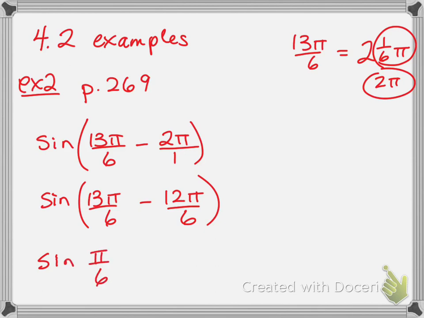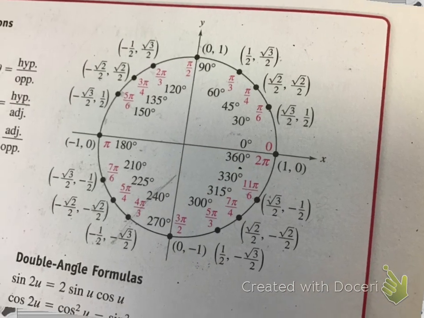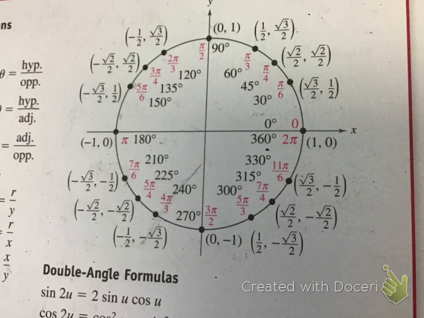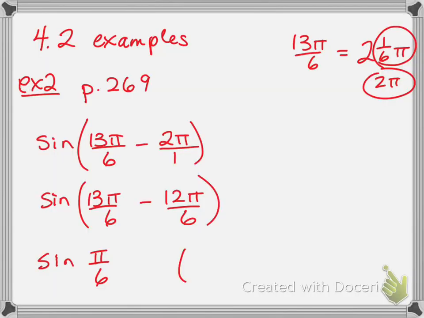This is a point on our unit circle. So we go to our unit circle. It's on the front inside cover of our book. I'll show you what I am looking at. And I'm looking for pi over 6. And it's this, and there's the ordered pair. Every ordered pair on the unit circle is cosine and then sine. So the sine of pi over 6 is the y value. It's a half. So when we go back to our problem, what's the sine of pi over 6? It's a half.